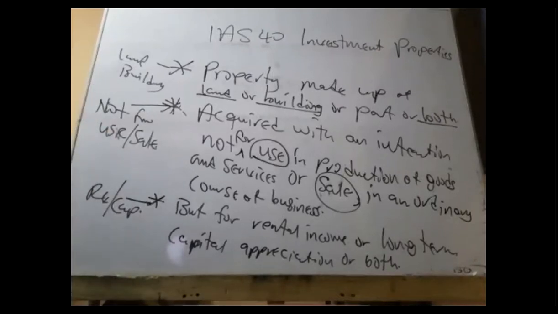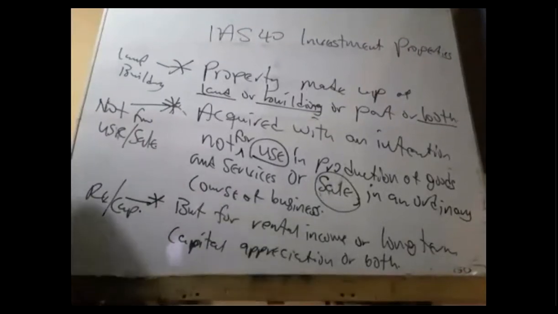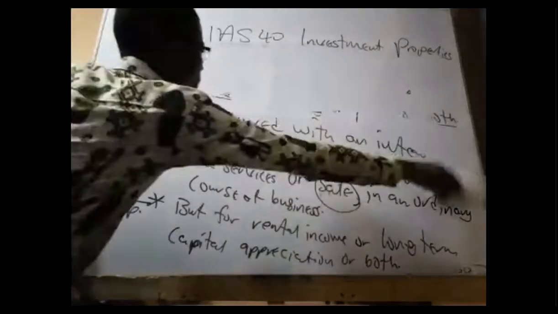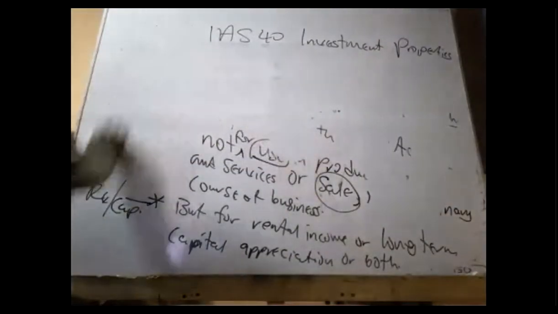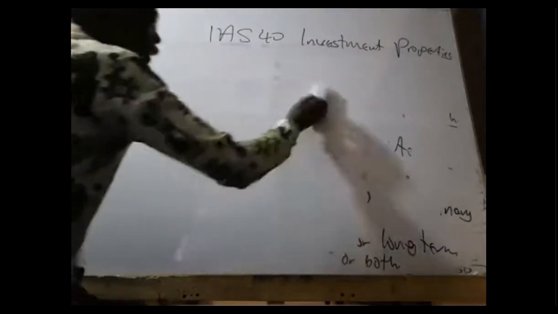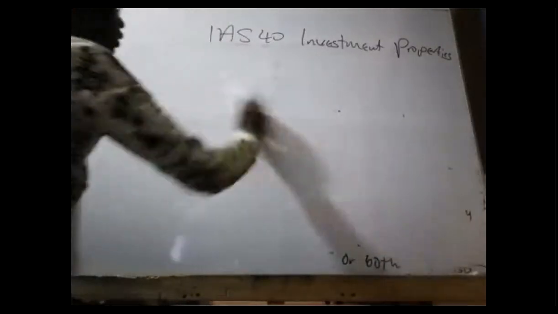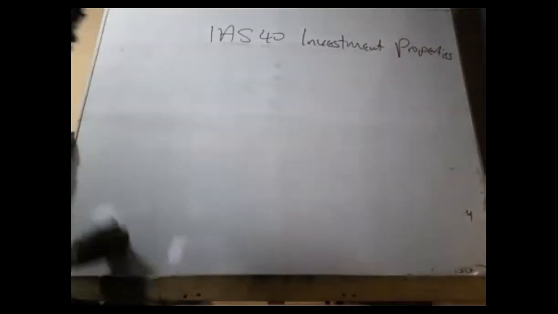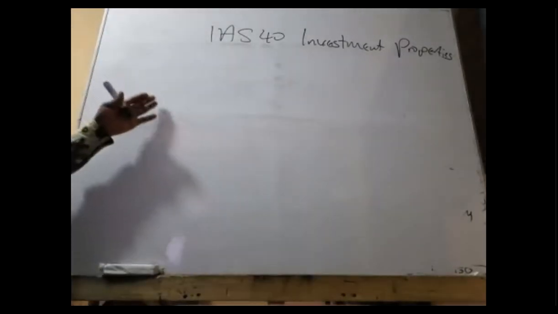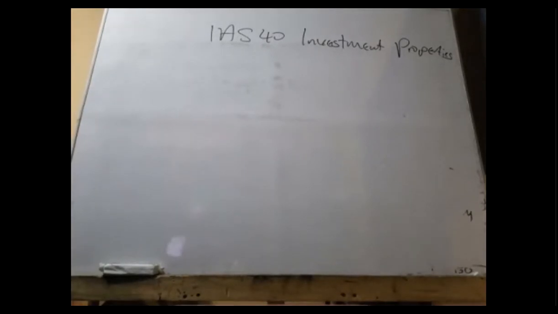So that's the definition for investment property. Now let's look for specific examples of investment property. Before that, I promised I'll tell you the scope. This can apply to all properties except two of them: biological assets and mineral rights. So biological assets and mineral rights do not form part of investment property.